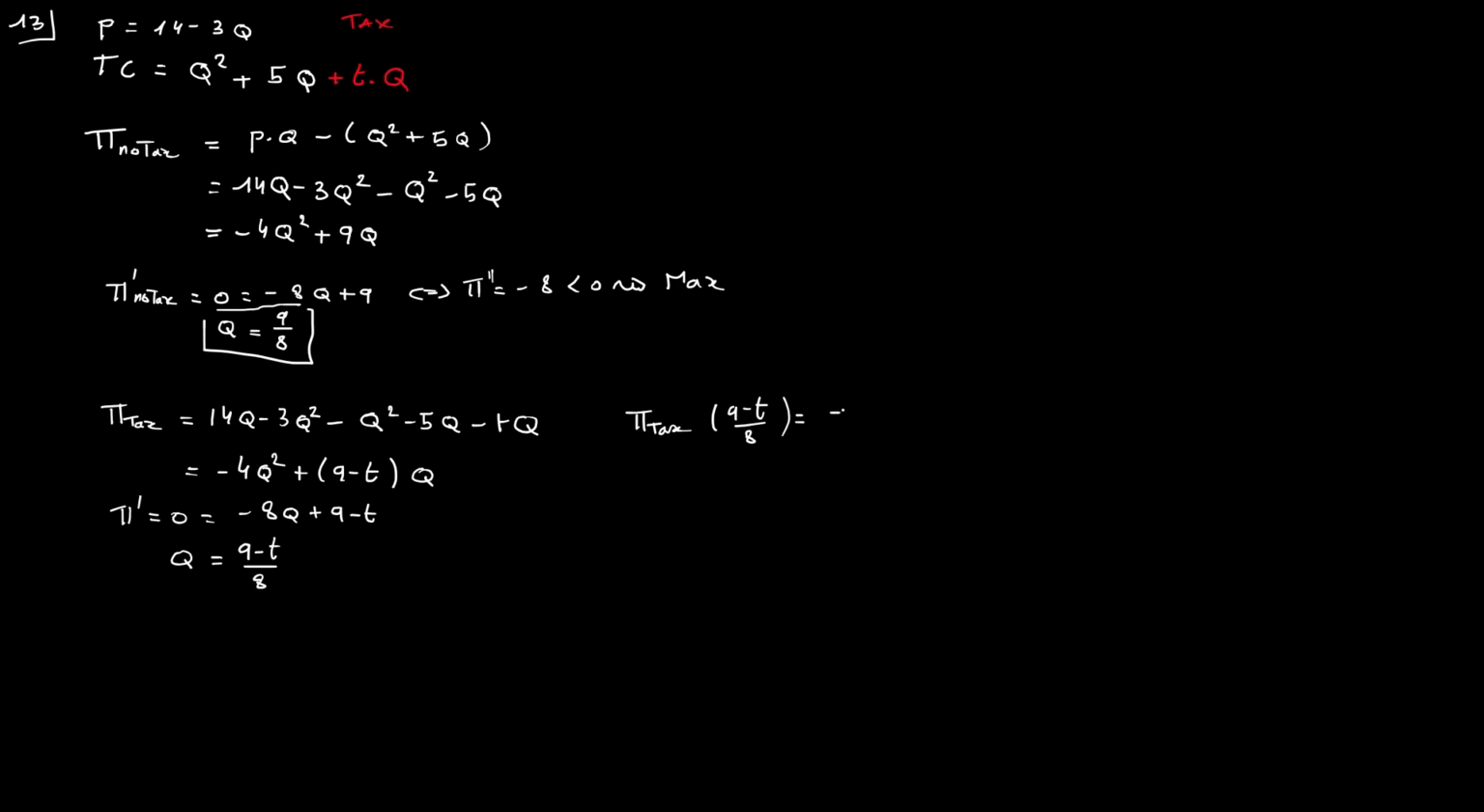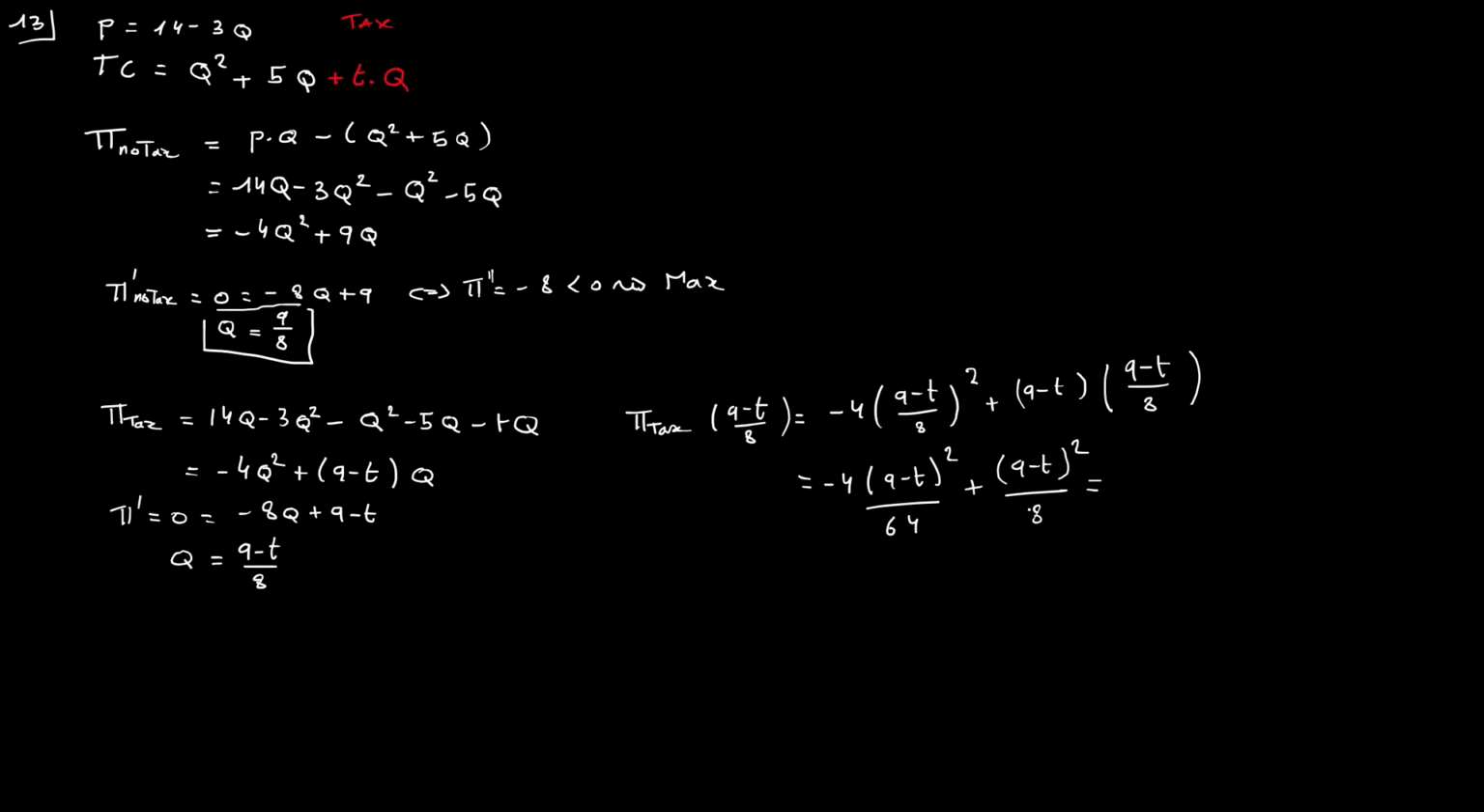So we fill all of that in, and we get minus 4 times ((9 minus t) over 8) squared, plus (9 minus t) times (9 minus t) over 8. Okay, great. We can work around a bit with this, because here we get minus 4 times (9 minus t) squared over 64, plus (9 minus t) squared over 8. Again, we can rewrite this a little bit further, and we find that this is equal to (9 minus t) over 16, with the numerator squared, of course. So this is going to be our profit under taxes.